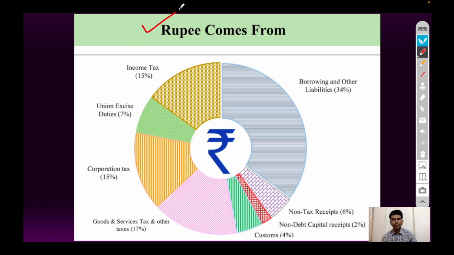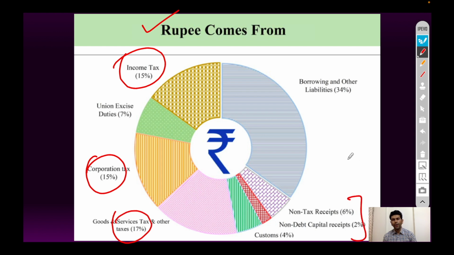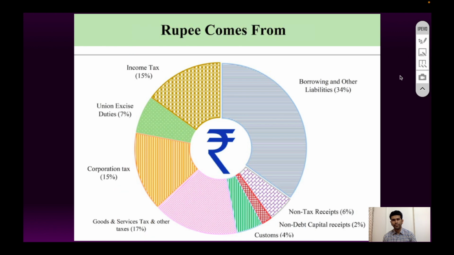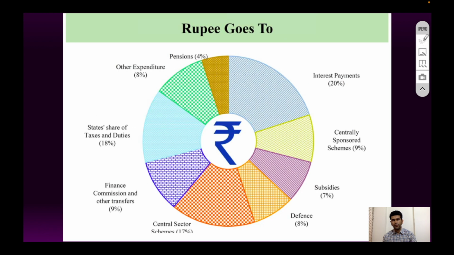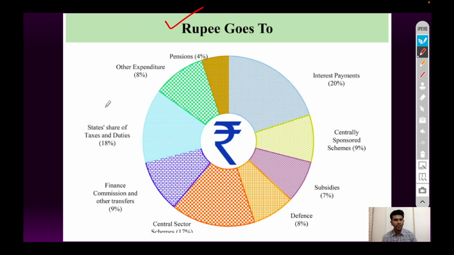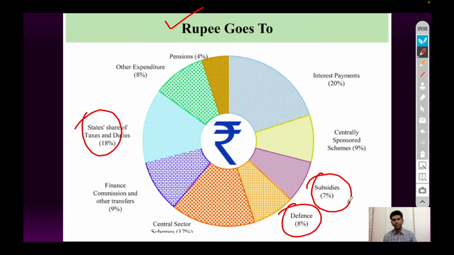Let's check where money comes from. Major portion is from taxes and the remaining from other sources. Where the government spends money, a major portion is given to the states, defense sector, subsidies given to the people, etc.